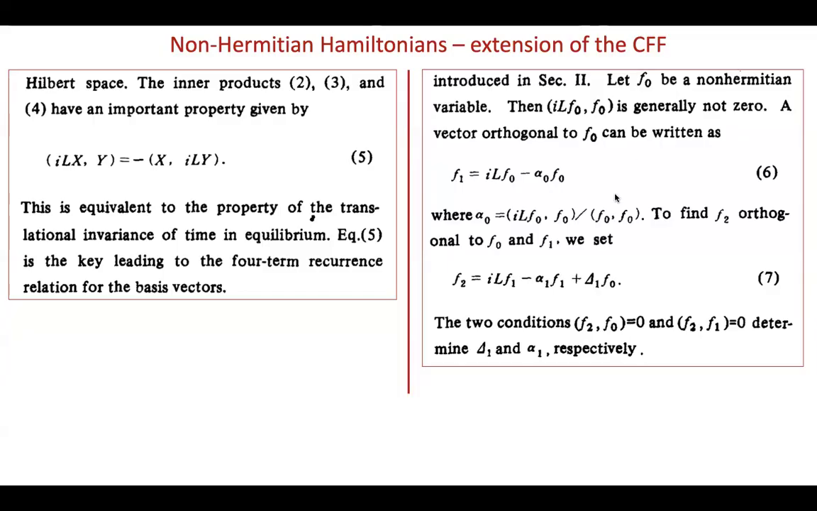The next step when you go up, again, you have ILF1 plus delta 1 F0, which is something we had before. But now, instead of alpha 0 F0, you get this alpha 1 F1. What is not entirely obvious here is that I've only given you the results. The way you construct and use these orthogonal basis vectors actually changes.